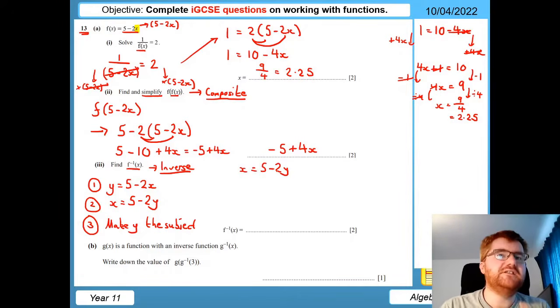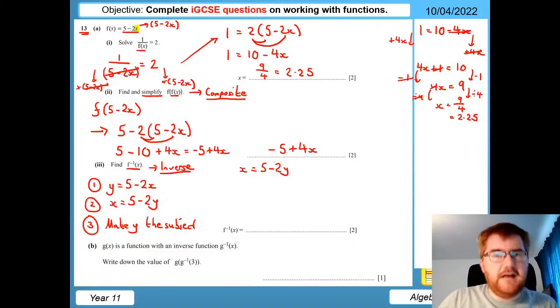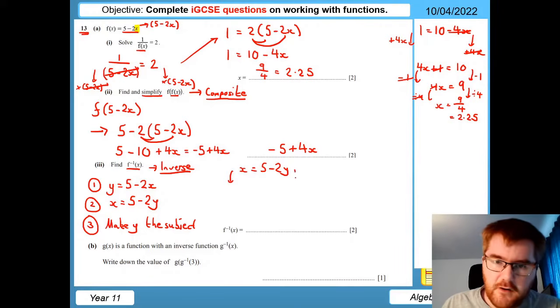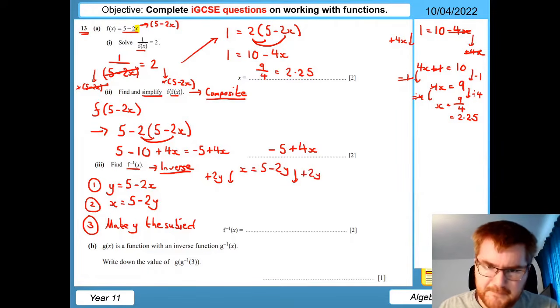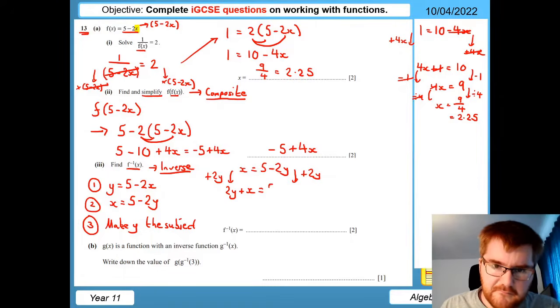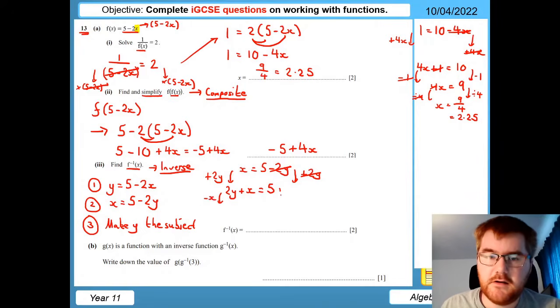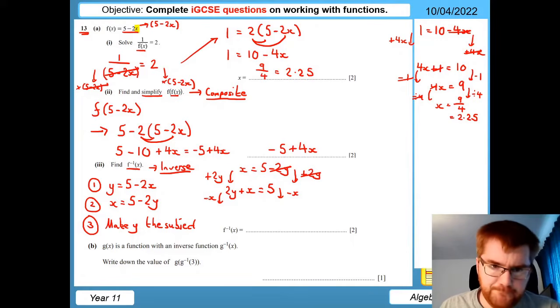Now, in order to make y the subject, I want to put all the y's on one side and then all the x's on the other. So I'm going to do this in 2 steps. So first of all, what's the opposite of minus 2y? Well, I'm going to add 2y to both sides. That gives me then 2y plus x is equal to 5. Remember, these two things cancel. And now we're going to put the x on the other side. So what's the opposite of adding x? Well, that's going to be minusing x on both sides. This cancels. So we get 2y is equal to 5 minus x.